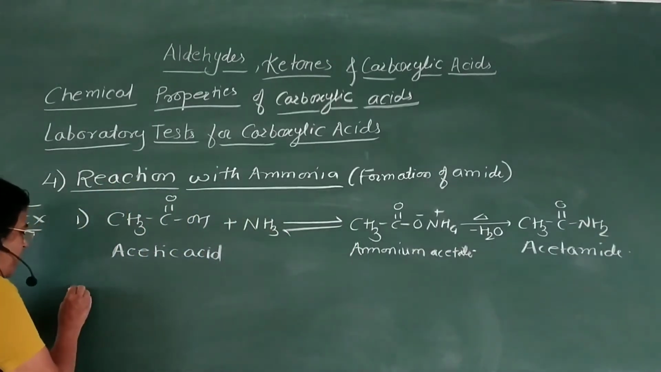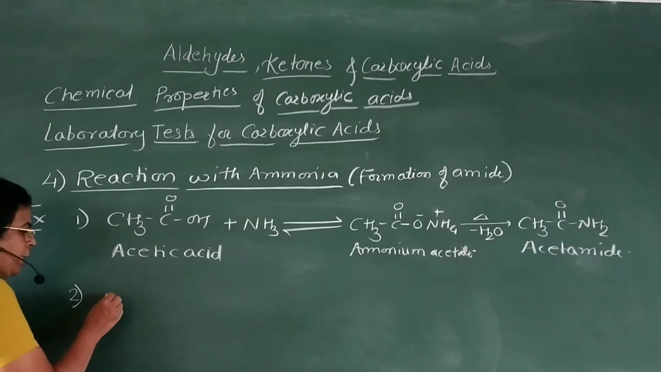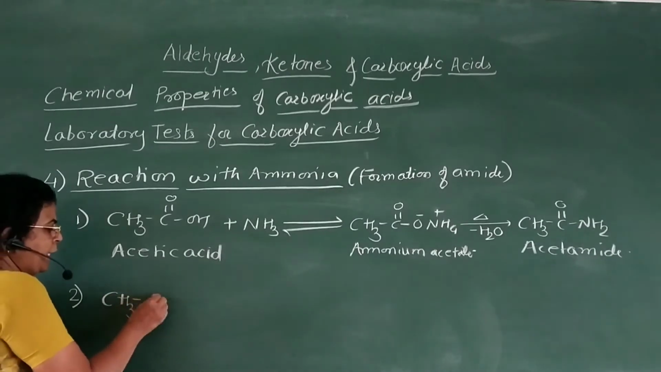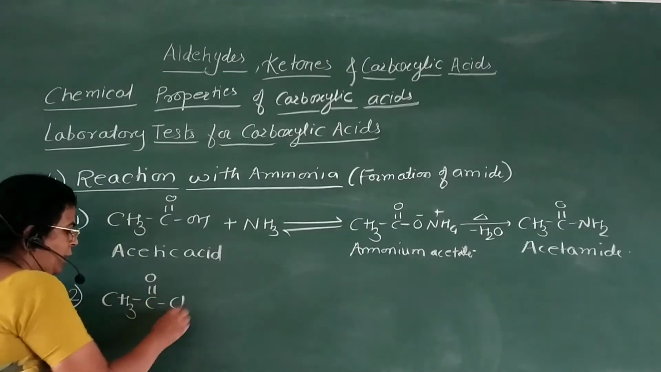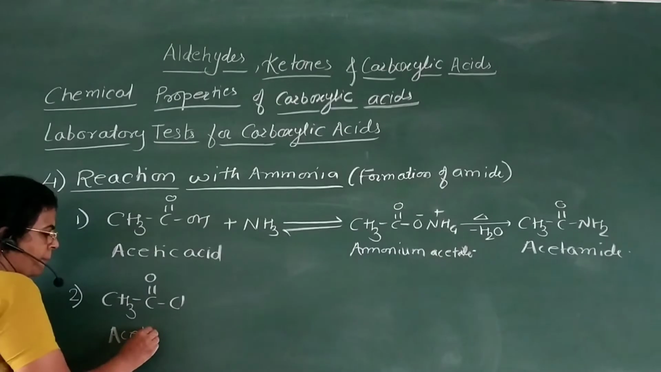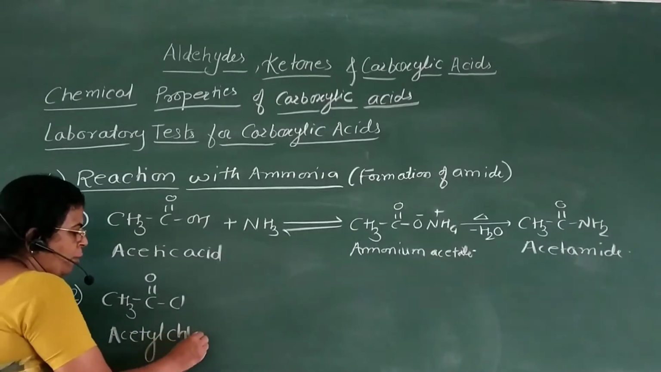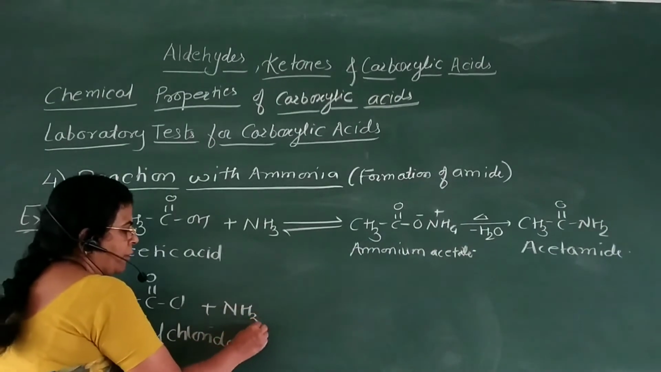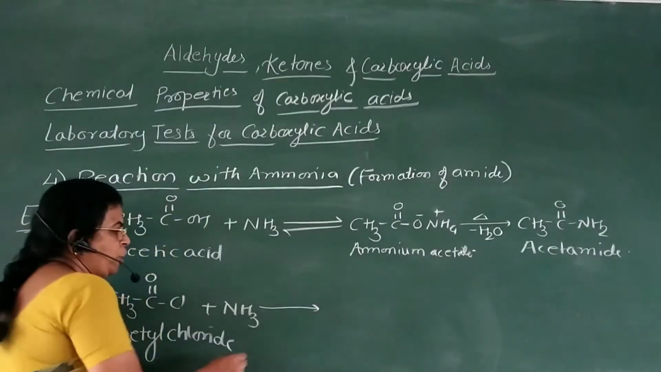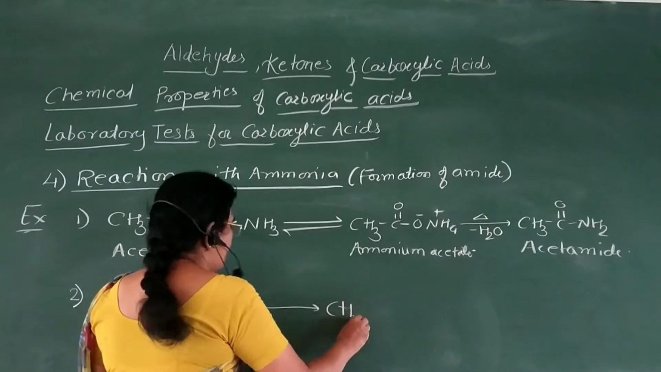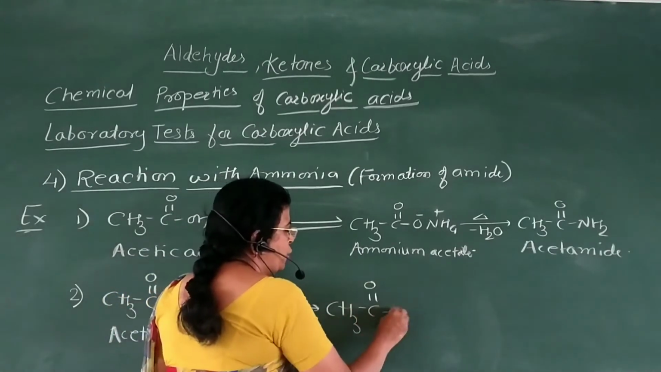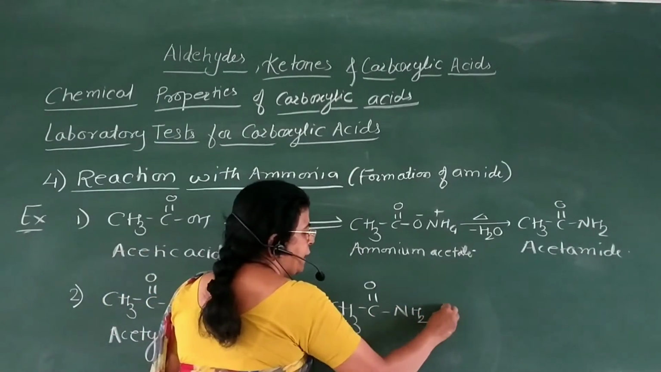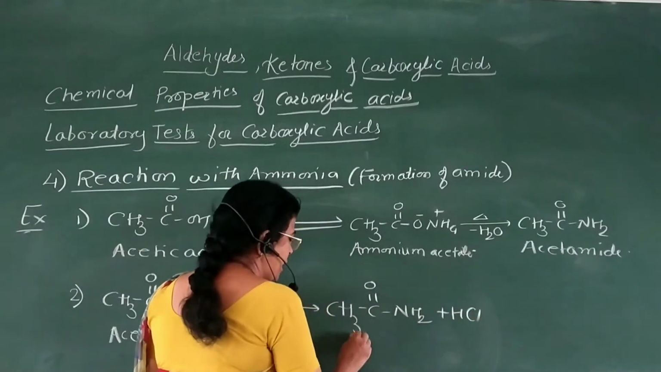Now the second example. This is acetyl chloride, that is CH3COCl. When this acetyl chloride is treated with ammonia, that is NH3, then formation of acetamide takes place, that is CH3CONH2 plus HCl. This is acetamide.